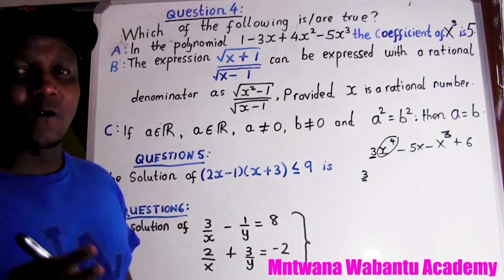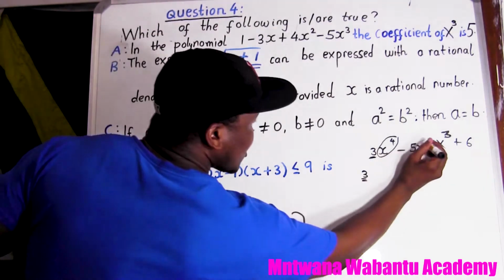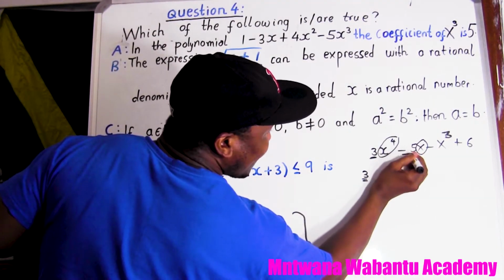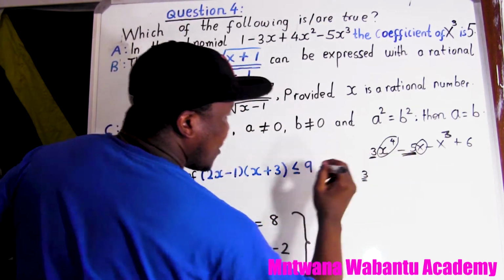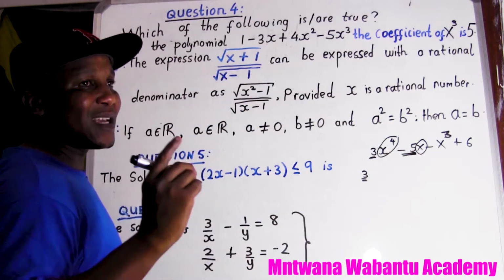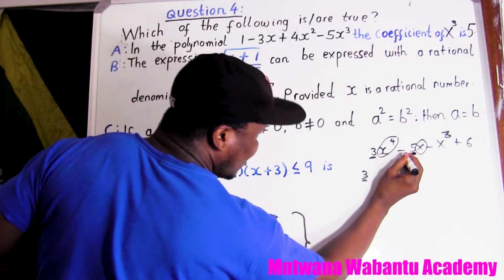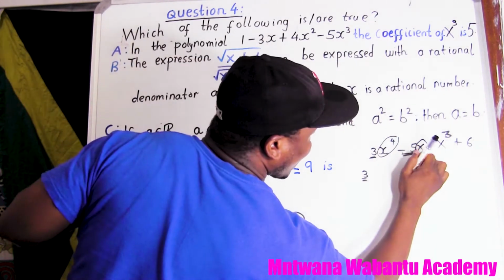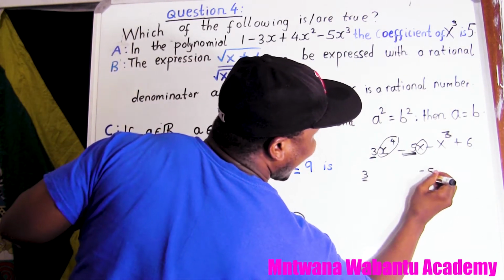What is the coefficient of x? This is my x, and the number before x is -5, because whenever you take a number, you must take the sign on the left of the number. So the coefficient of x is -5.